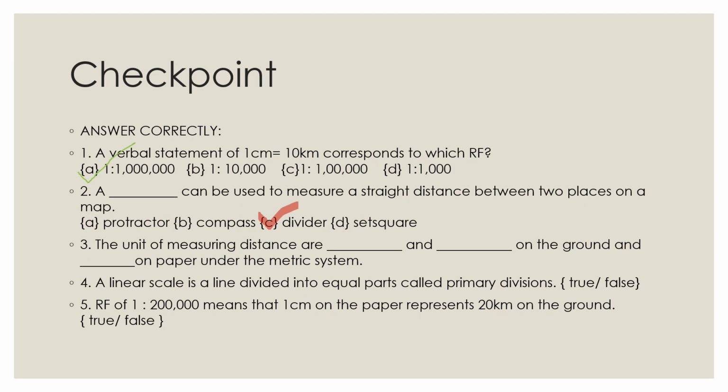Third question is, the dash are units of measuring distance, dash and dash on ground and dash on the paper under the metric system. So the units of measuring distance are kilometers and meters on ground and centimeter on paper.